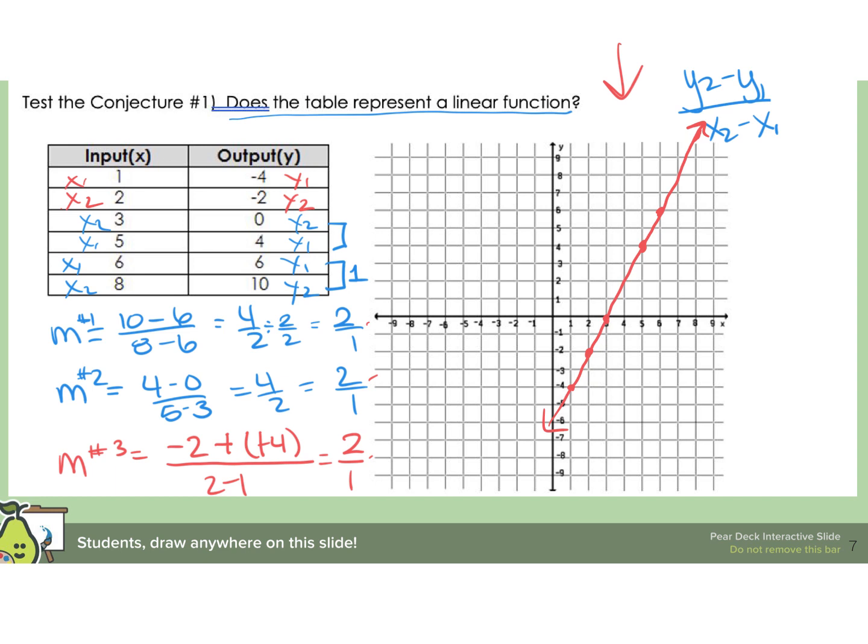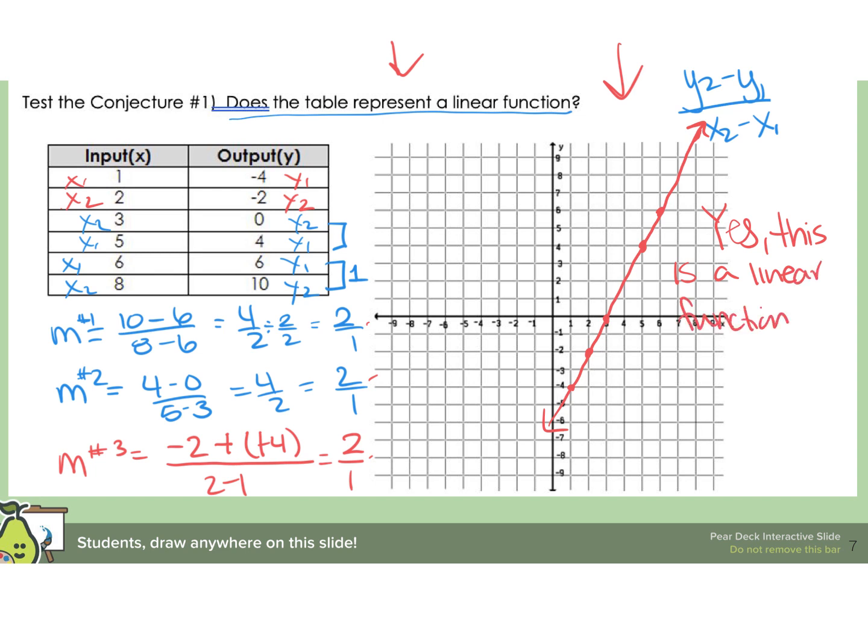So if you did not write a reason, because it didn't ask you to, I want us to write in a reason right now. So how do I know this is linear? Yes. Well, actually, we did have to write it because they asked us a question, so we have to answer it in words. Does this represent a linear function? Yes. This is a linear function.